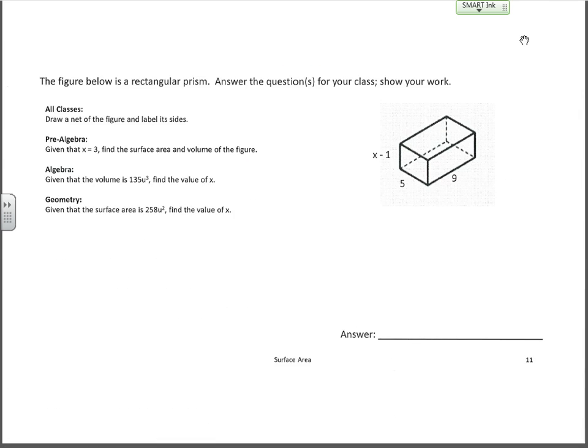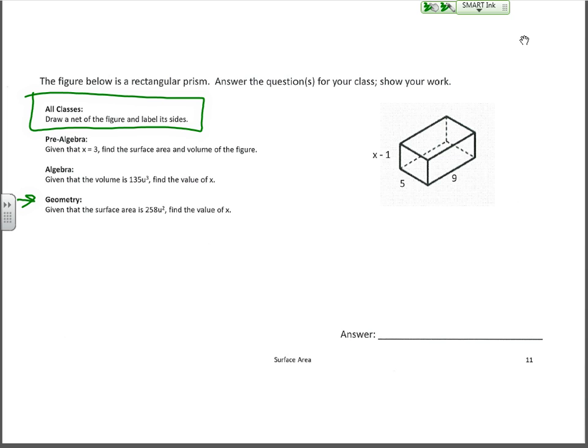Next page, the figure below is the rectangle of the prism. Answer the questions for your class, show your work. You do need to draw a net, don't forget about that, and label all of its sides. And for geometry here, it says, given that the surface area is 258 square units, find the value of x.